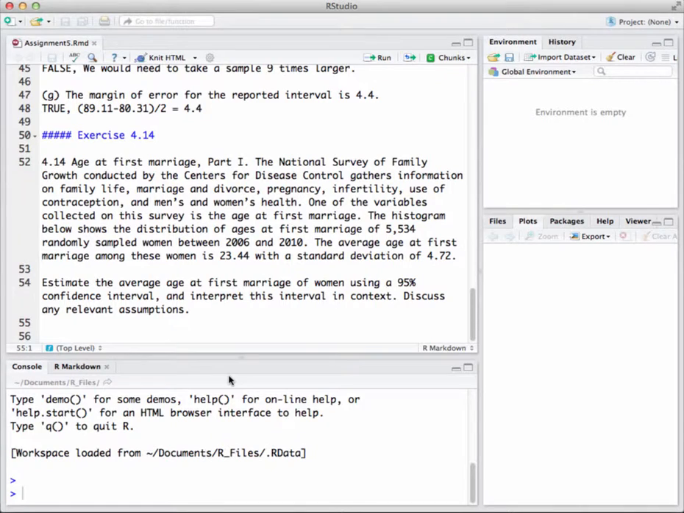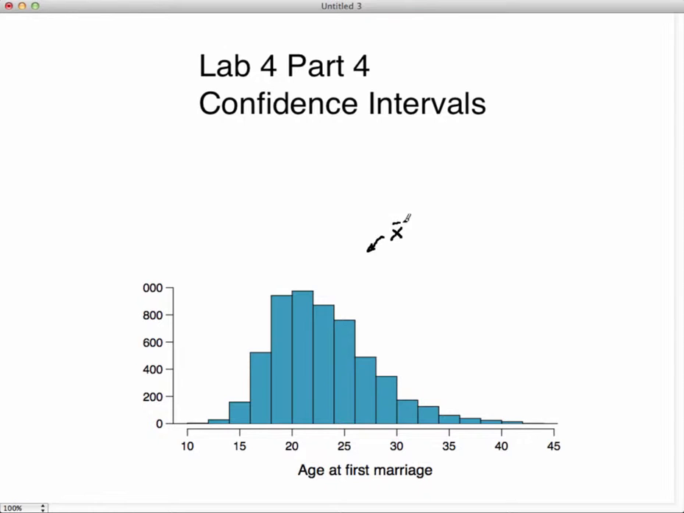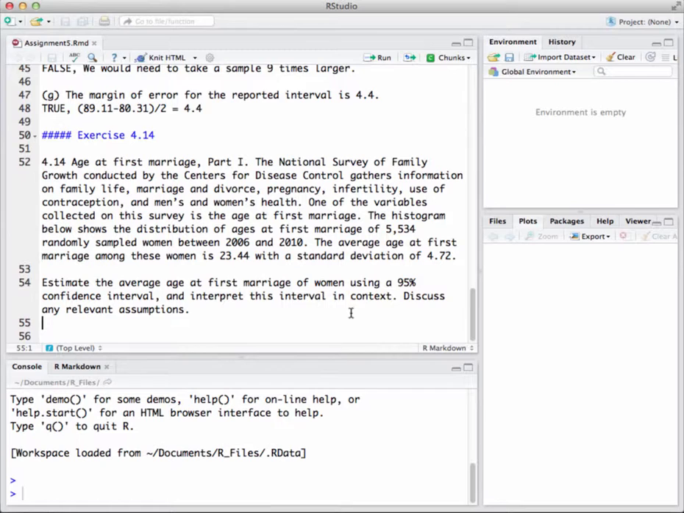The average age at first marriage among these women is 23.44. In other words, the sample mean is 23.44 and the sample standard deviation is 4.72. So notice that those two numbers are based on, let's go back for a second to the whiteboard here, those numbers are based upon our sample. We know that the X bar that we got out of this particular sample was given by 23.44. That's our X bar from the particular sample.